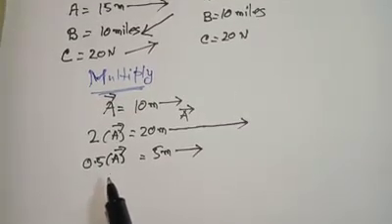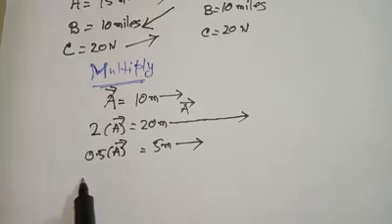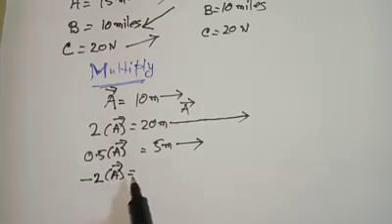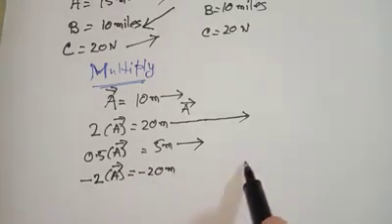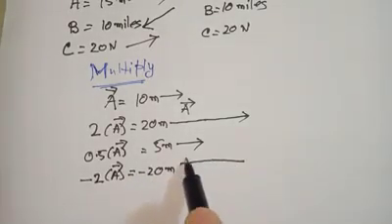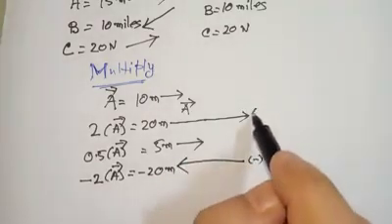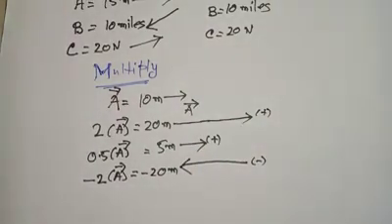A negative multiplication is also possible. For example, if we use minus 2 times A, it would give us minus 20 meters. That means I have to push this arrow towards the opposite direction. So this is the negative part and these are the positive parts. We can do the multiplication as positive and negative. This is what we call vector multiplication.